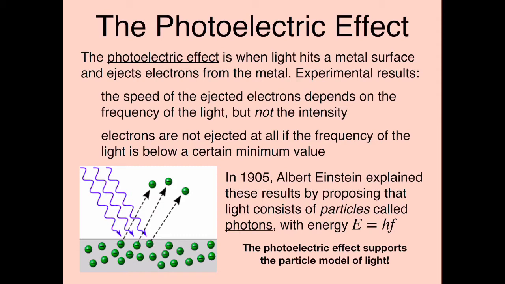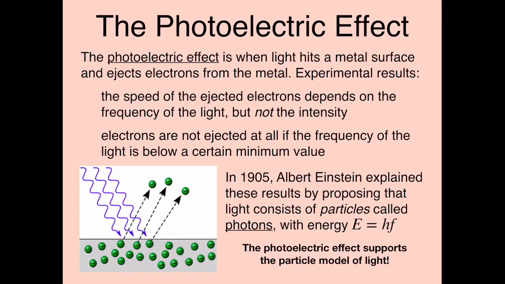So here we're going to talk about the photoelectric effect. The photoelectric effect is when light hits a metal surface and then ejects electrons from that metal surface. This can happen with basically every type of metal. If you shine a light on that metal under the right conditions, you can kick electrons off the metal, and then these outgoing electrons can be measured if you have the right type of devices in your lab.